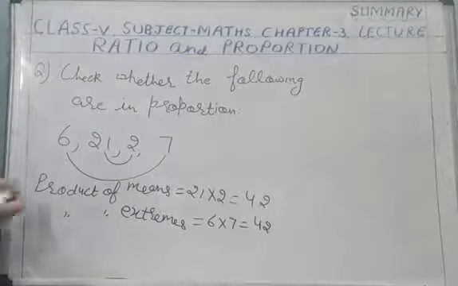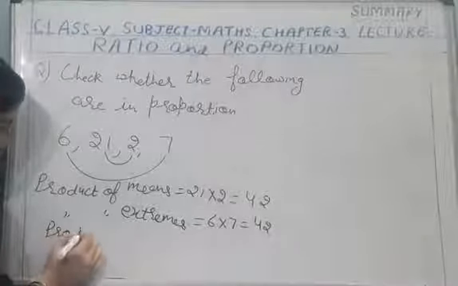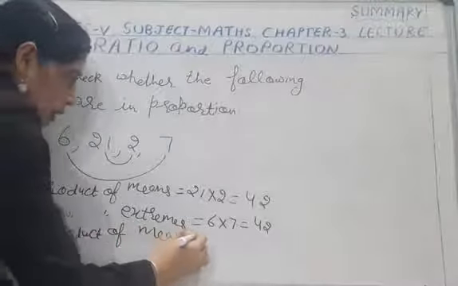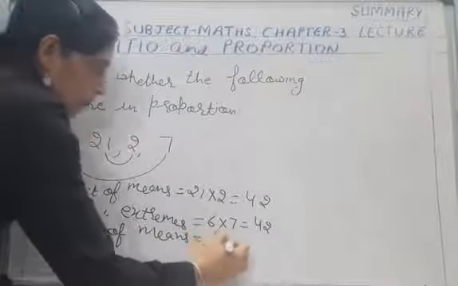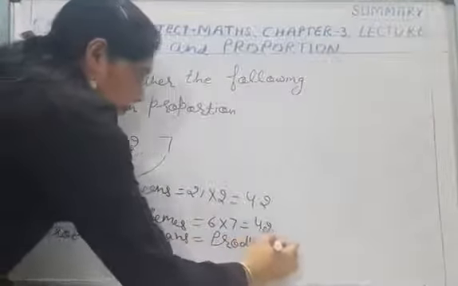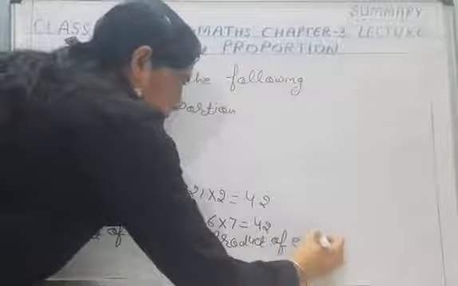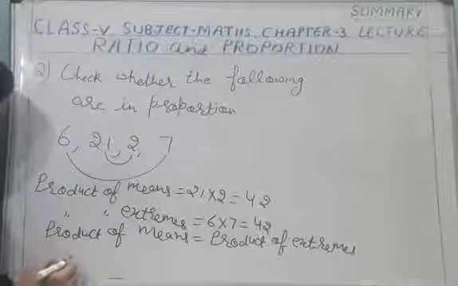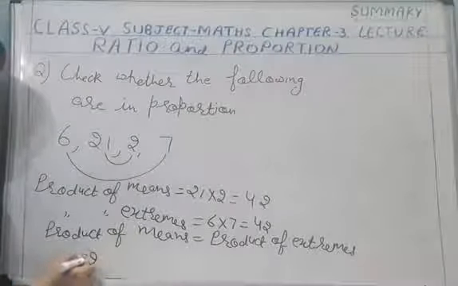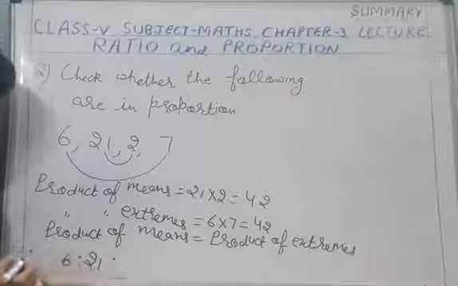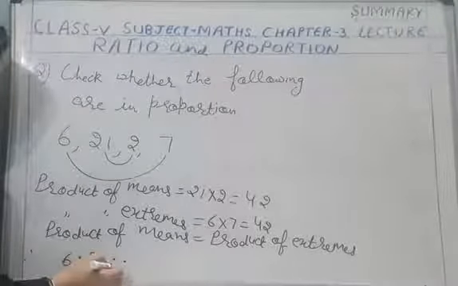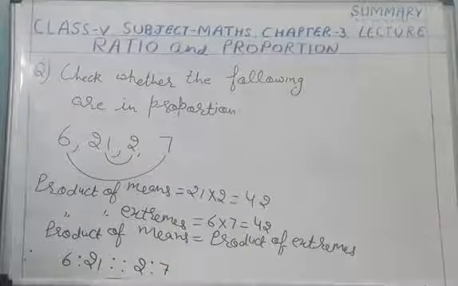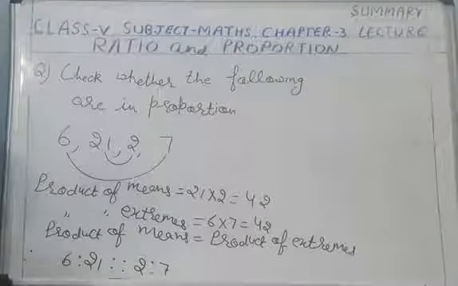So what we have observed, product of means is equal to product of extremes. So product of means is equal to product of extremes. So we can say that these are in proportion. 6:21 proportion 2:7. Understood? This is the way we can check.